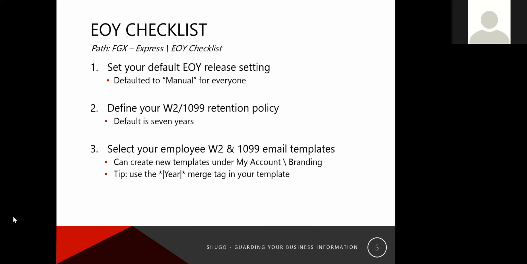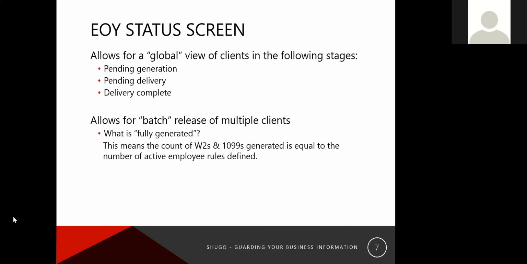Now, in addition to the checklist, we also have what's called the status screen. So this is where you can get an overarching view across all of your clients as to what stage in the end of year process for employee deliveries they are at. Are they at pending generation? Are they at pending delivery or delivery complete?